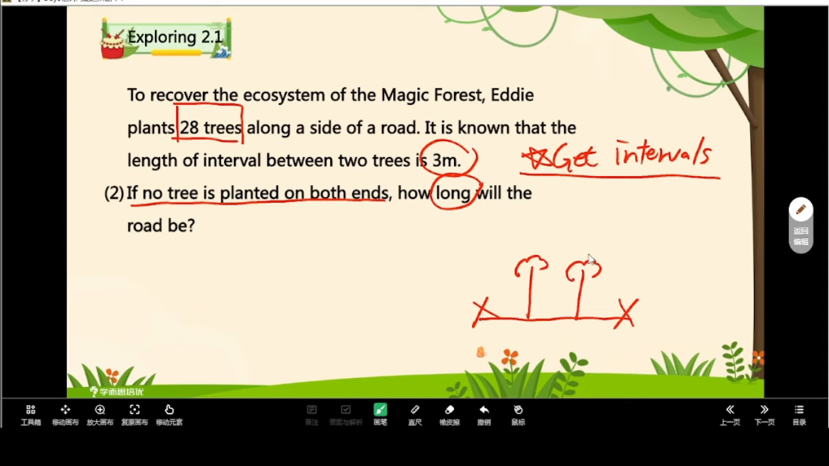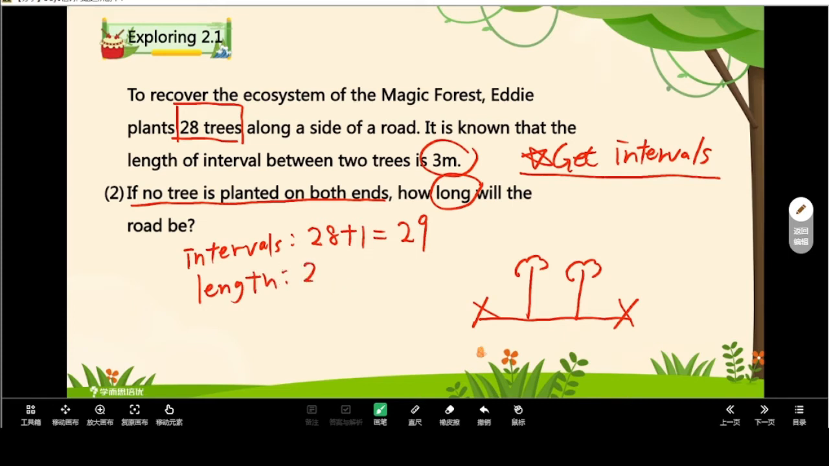Okay, so what is the relationship? Intervals are more than trees by 1, right? So we know that there are 28 trees. So how many intervals? 28 plus 1. 29 intervals. And how can we calculate the length of our road? What is our second step?